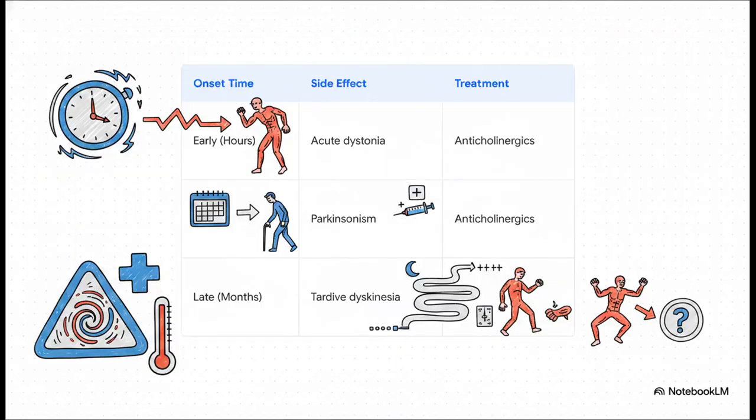And notice how side effect management is so predictably linked to time. Acute dystonia, which is a severe, painful muscle spasm, can hit within hours of giving the meds. Parkinsonism-like tremors tend to develop over days, and tardive dyskinesia, which involves those involuntary repetitive body movements, well, that can manifest after months of use. Plus, clinicians always have to be on high alert for neuroleptic malignant syndrome, which is an absolute life-threatening emergency.